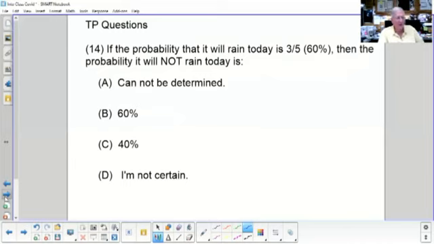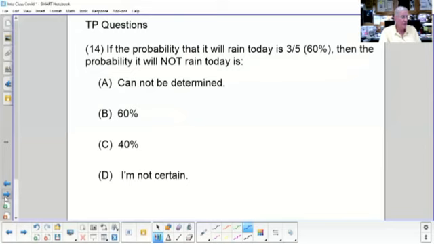If the probability of it raining today is 3/5 or 60%, you remember you can write probabilities as either percents or as fractions. And we'll review briefly how to turn fractions into percents, but you probably remember anyway. But if you don't, we'll go over it later.